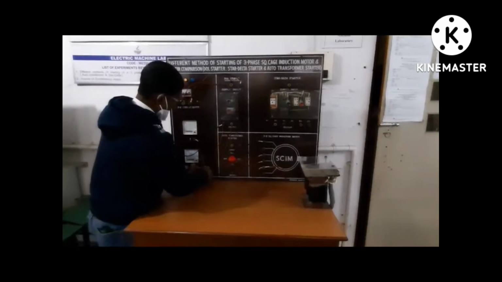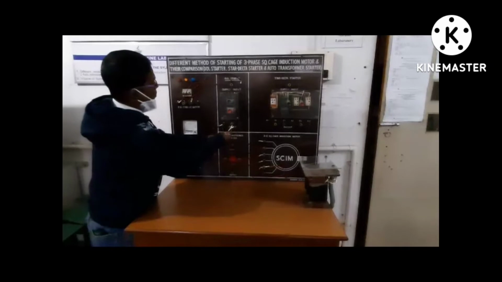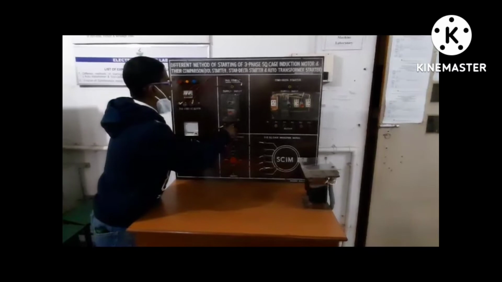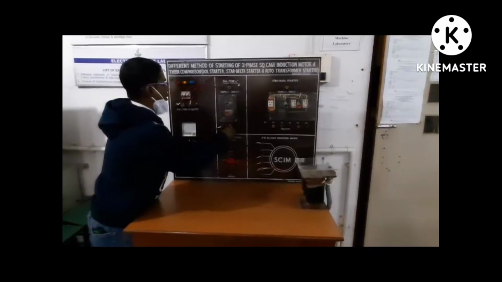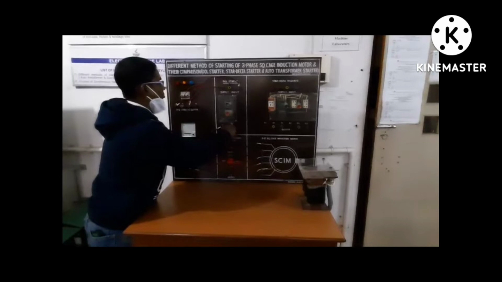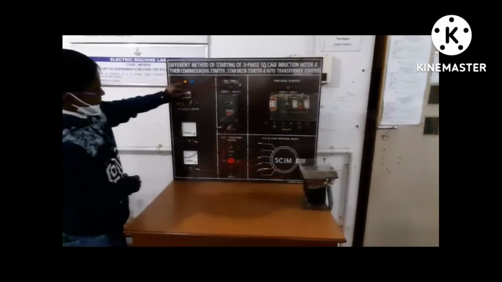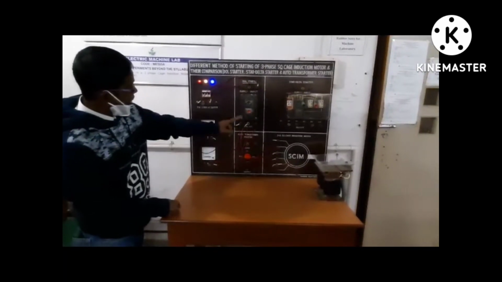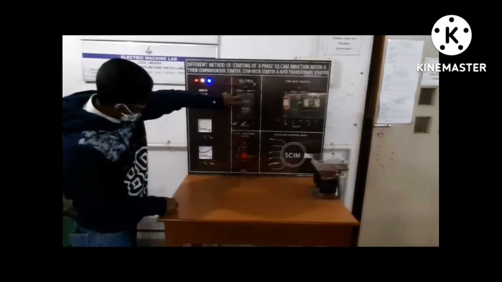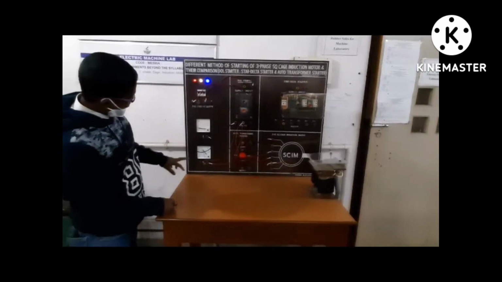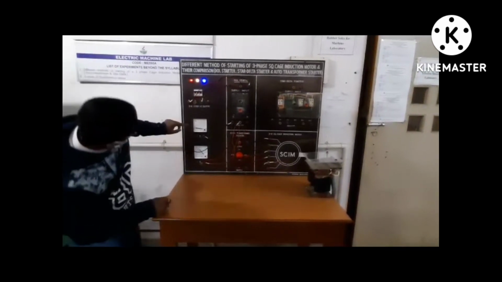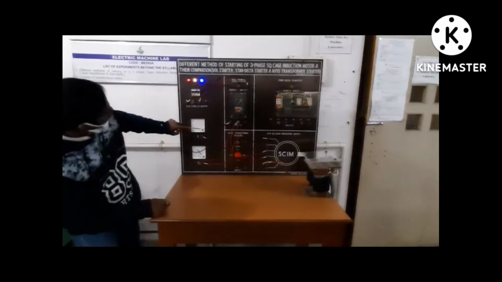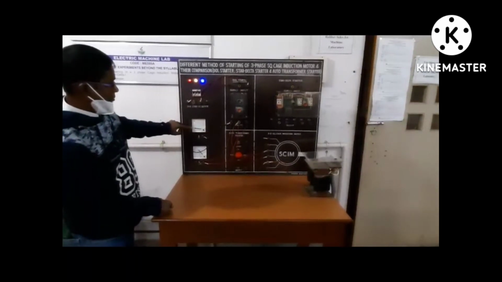Any two phases: it may be RY, YB or BR. I connected Y and R. Now there is 0, no supply voltage there. Output voltage is 0. Now I started it. You can see the output voltage is 200 volt and it is taking 3.3 ampere current at start time.